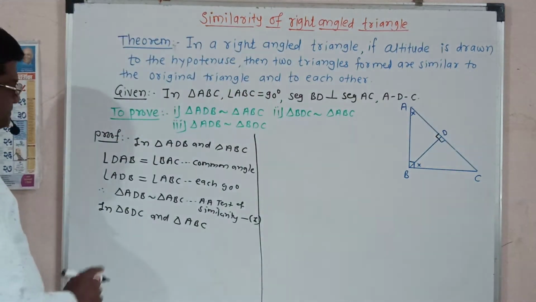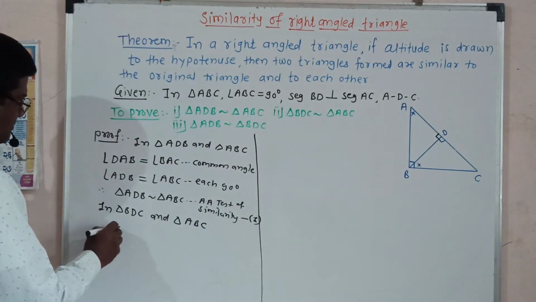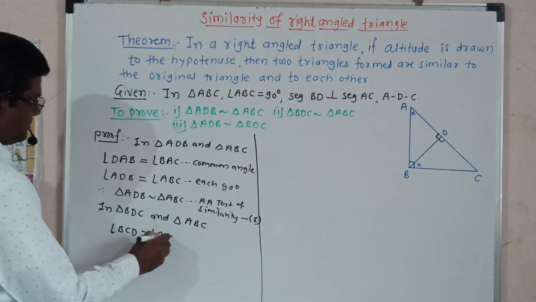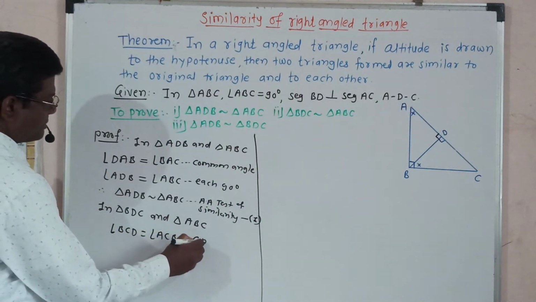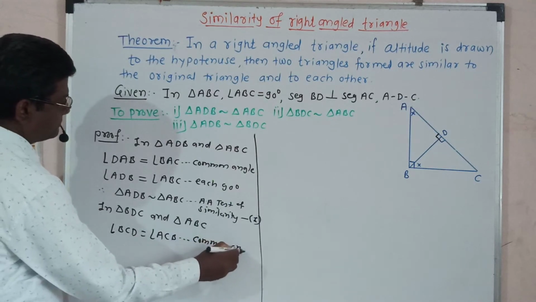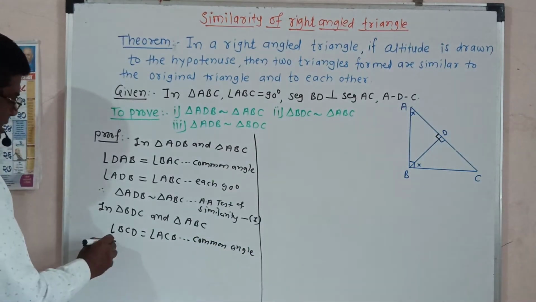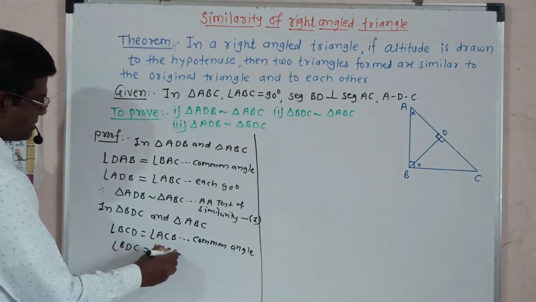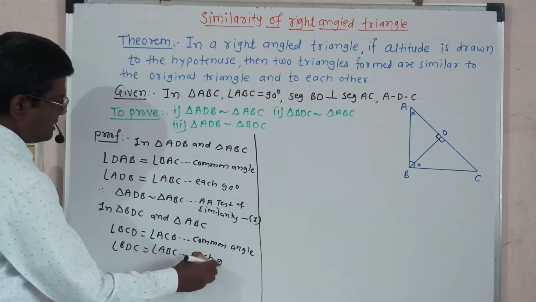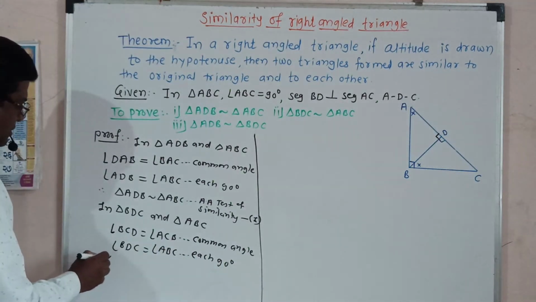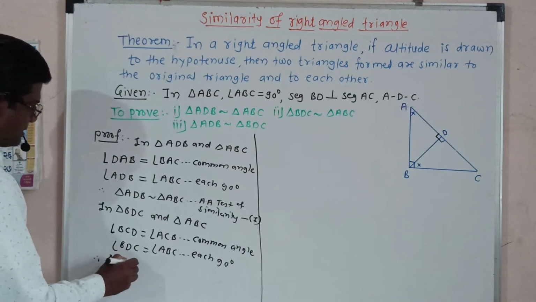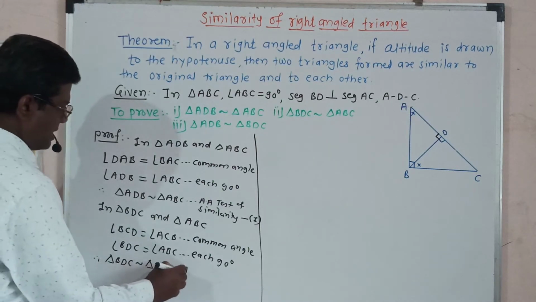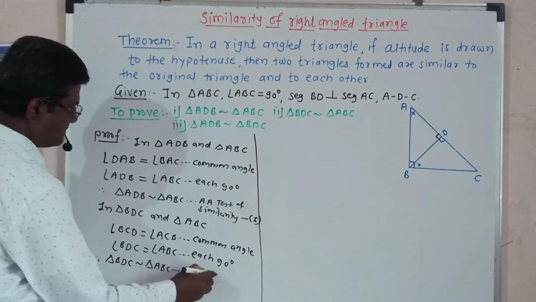So we write angle BCD is equal to angle ACB. This is also common angle. Angle BDC is equal to angle ABC, each 90 degree. Therefore triangle BDC similar triangle ABC, a test of similarity.